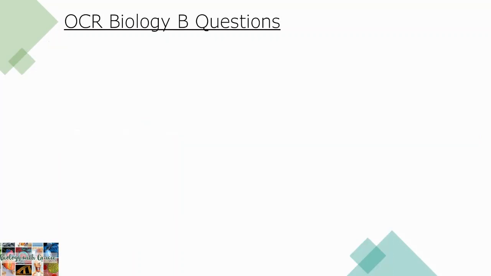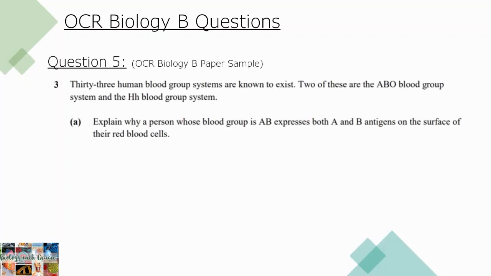So now we're going to move on to some questions from Biology B papers. So question 5, 33 human blood group systems are known to exist. 2 of these are the ABO blood group system and the HH blood group system. Explain why a person whose blood group is AB expresses both A and B antigens on the surface of their red blood cells. So we know that antigens are in fact proteins. So it's basically asking us how proteins are expressed on the surface of these red blood cells. So we can say that the genes of these proteins are transcribed, and then that allows for both antigen proteins to be produced, and we can see our answer there.